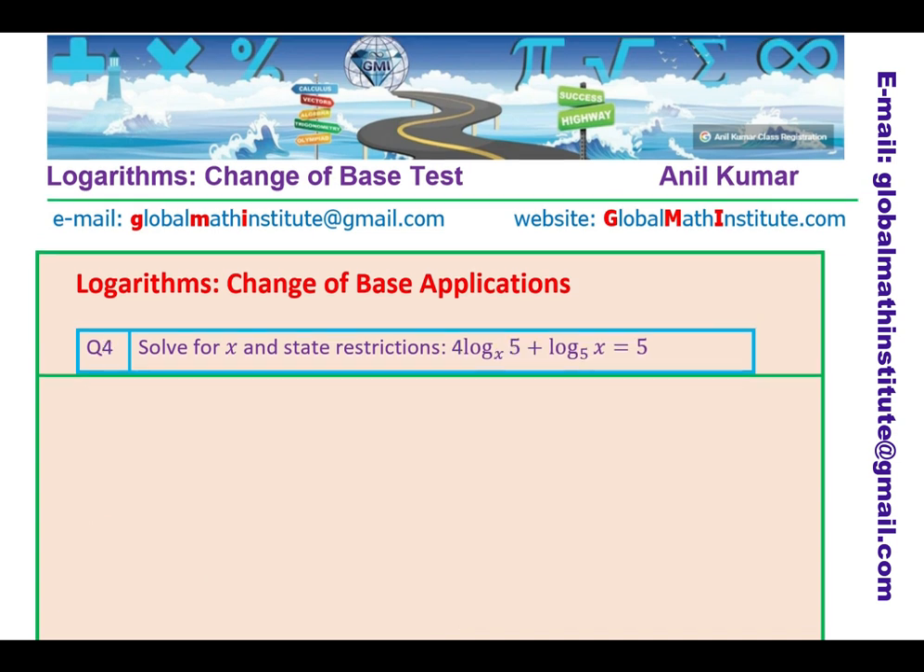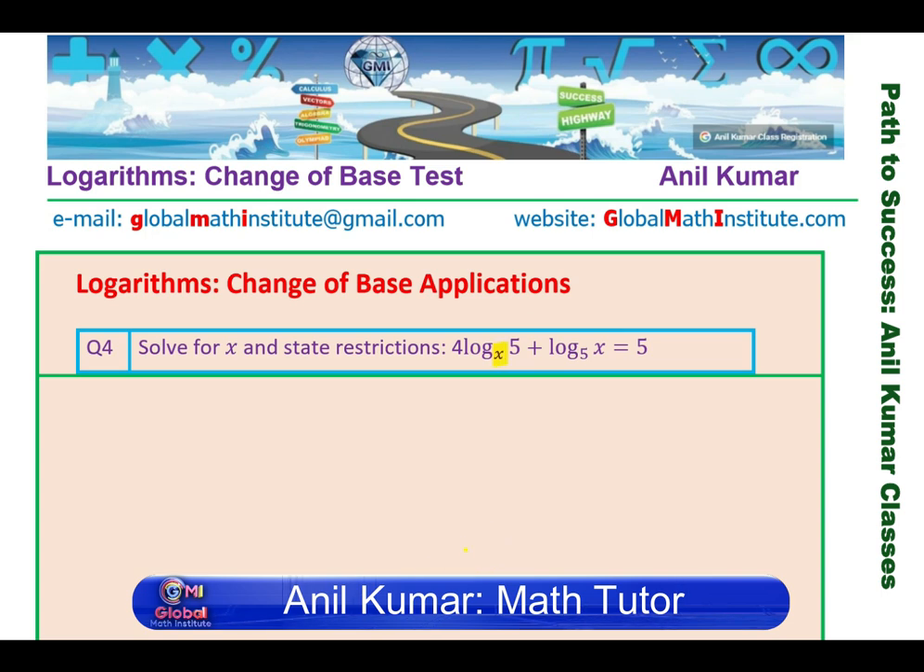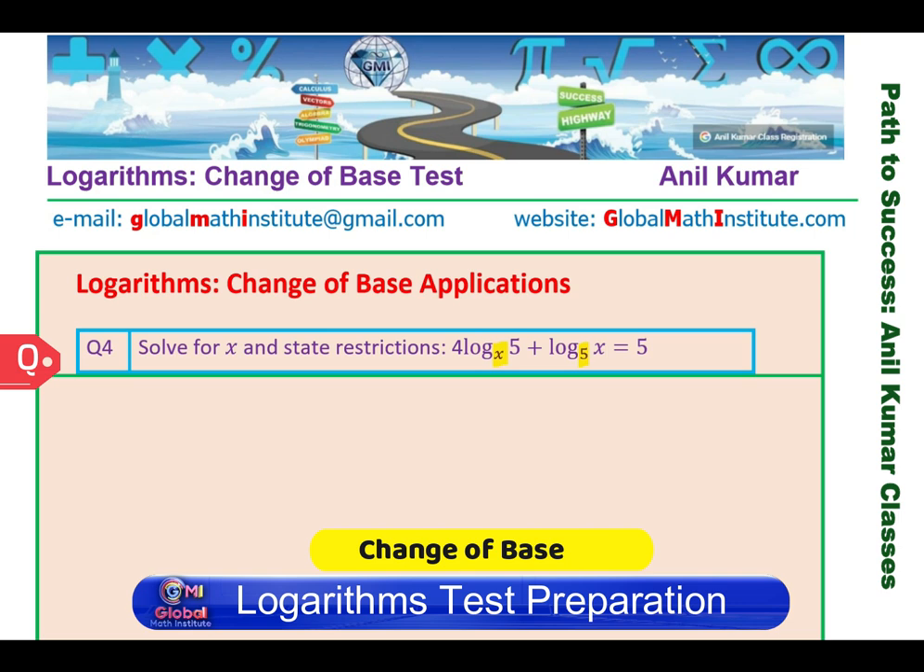Now let's take up the next question. Solve for x and state restrictions. 4 log to the base x of 5 plus log to the base 5 of x equals 5. Now this is a complex equation. The bases are different, as you can see, right? So we'll have to shift to one base. Another thing which you notice is x5 and 5x. So this is an interesting situation.